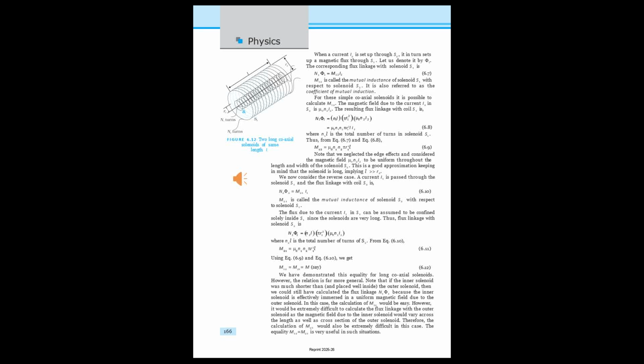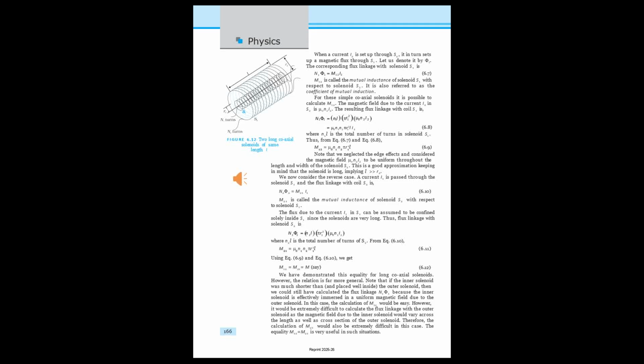Note that we neglected the edge effects and considered the magnetic field mu0 n2 I2 to be uniform throughout the length and width of the solenoid S2. This is a good approximation, keeping in mind that the solenoid is long, implying L is very much greater than R2. We now consider the reverse case.